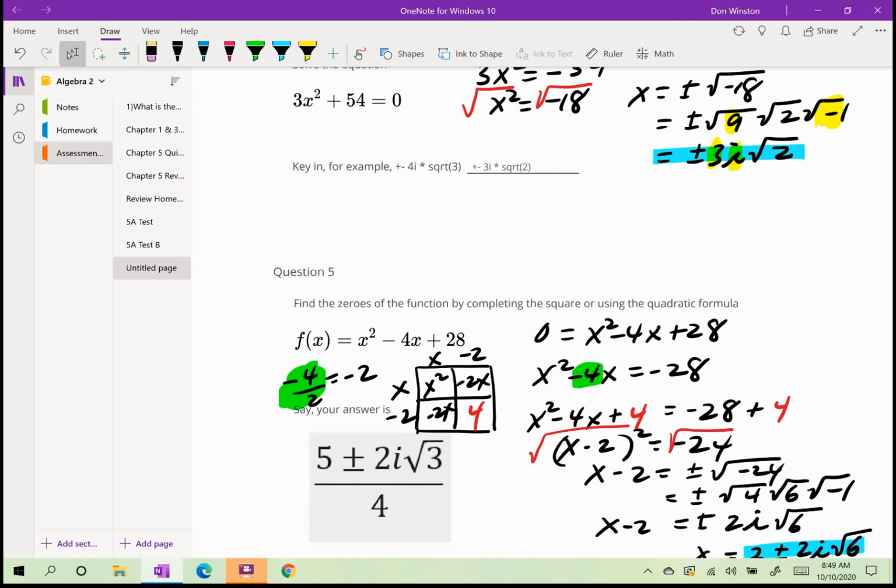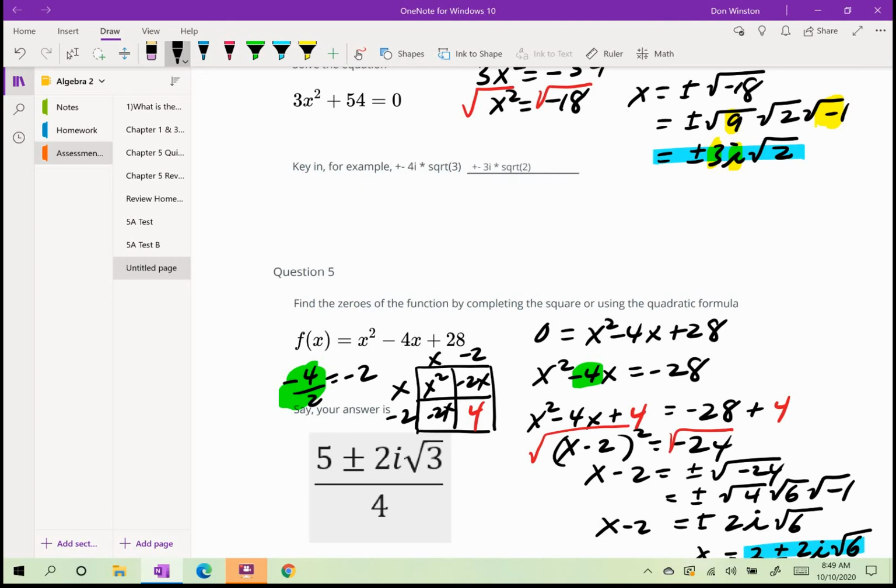Okay, the next one here, complete the square. x squared minus 4x plus 28, we set that equal to 0. We get the c term on the right, so we have to subtract 28. Now we have x squared minus 4x equals -28. We complete the square. We take -4, we divide it by 2, and we get -2. Then we take -2 times -2, and that gives us 4.